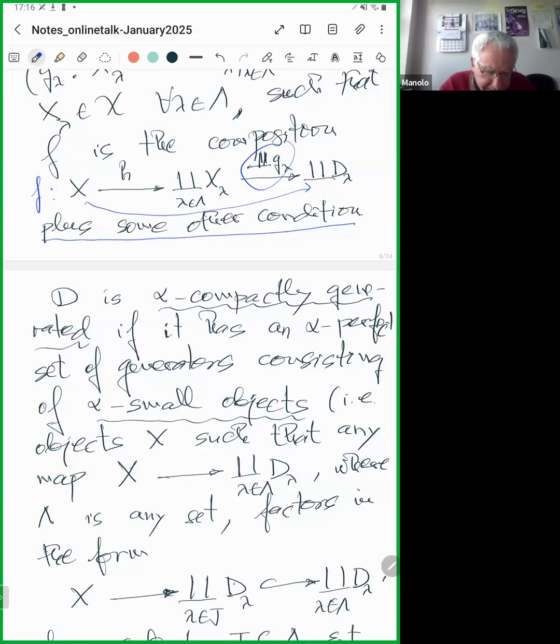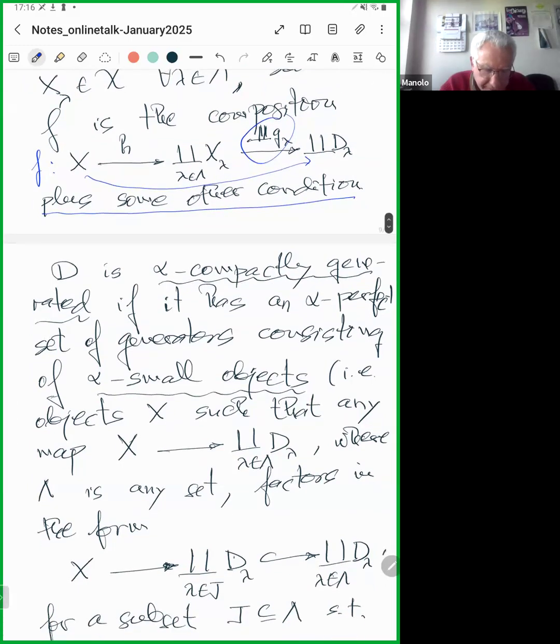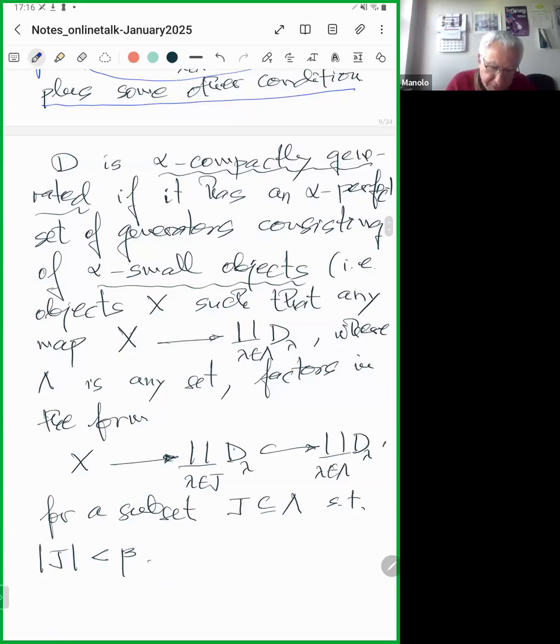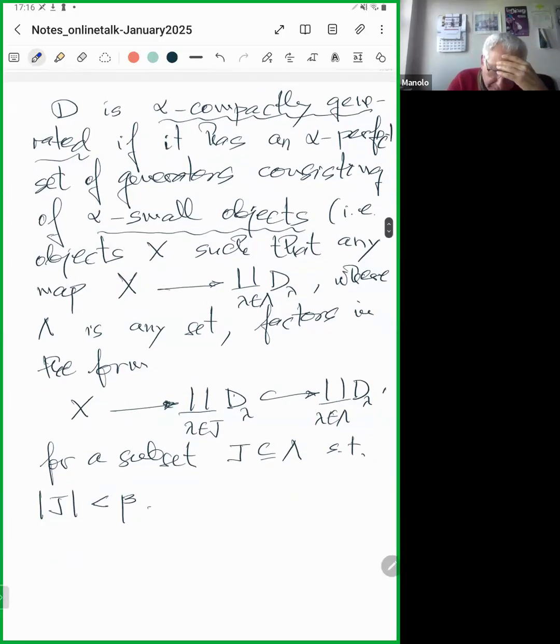Then the triangulated category is said to be alpha-compactly generated if it has an alpha-perfect set of generators consisting of alpha-small objects. That is, objects X such that when you take any map F from X to a coproduct of objects in the category, there is some subset of the index set such that F factors through a subcoproduct of size strictly smaller than alpha. This is a mistake.